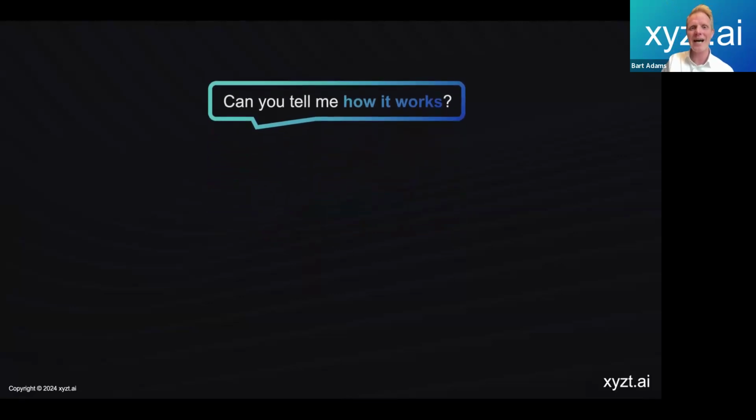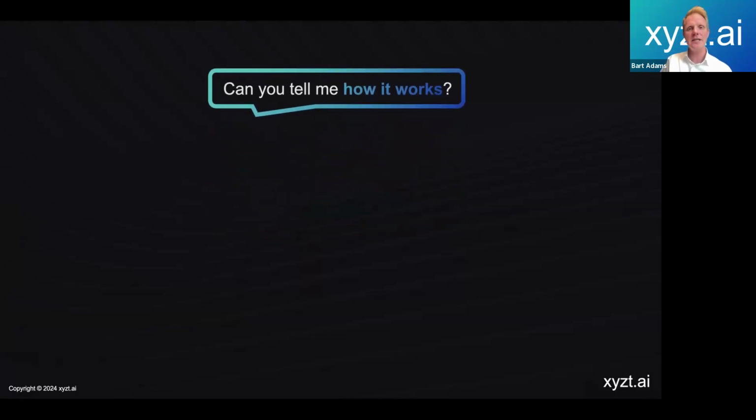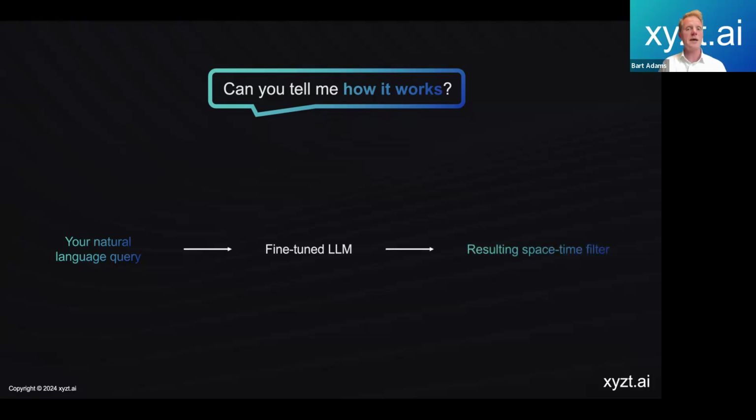So yeah, how does it work? It's surprisingly simple in its concept. So first of all, there's the natural language query, which is basically what you're asking for, like show me all traffic from exit 13 to exit 14. That query is sent to a large language model, which is basically a trained machine learning model, but we fine-tuned it with tons of examples that cover the whole space of all possible queries that you could imagine. And then as a result, it sends back a space-time filter in the syntax of the xyzt.ai platform.